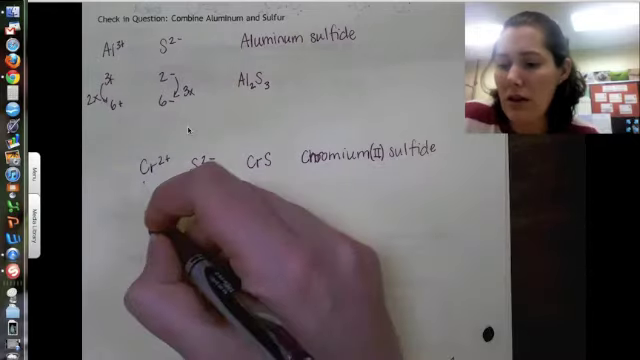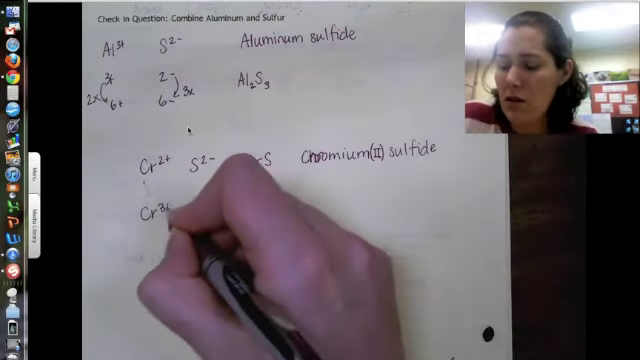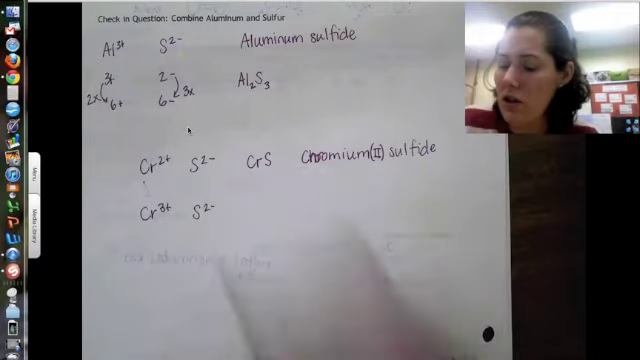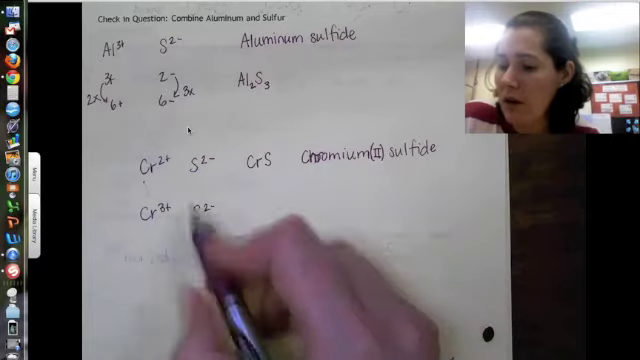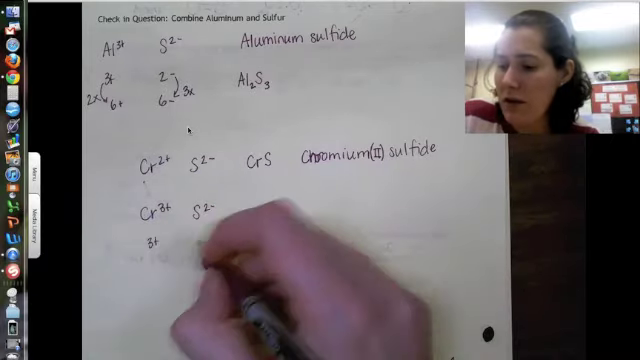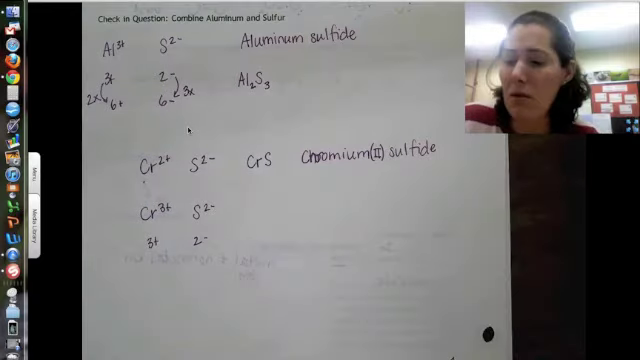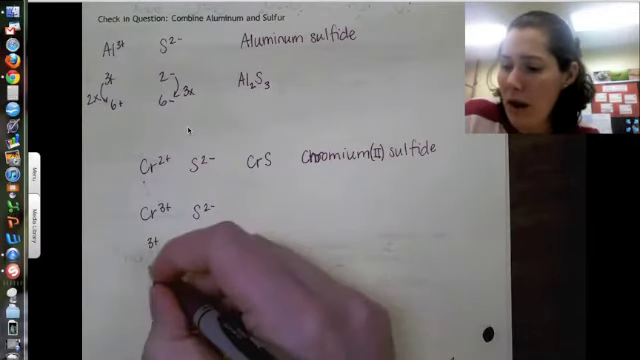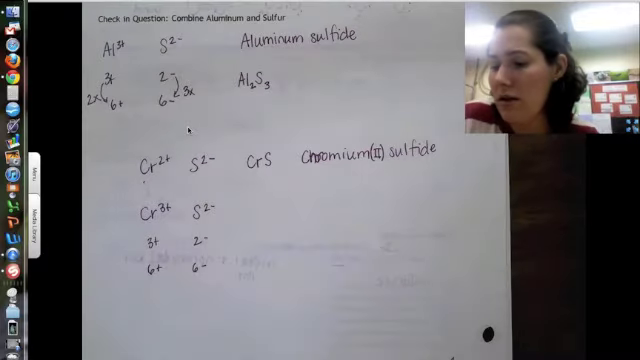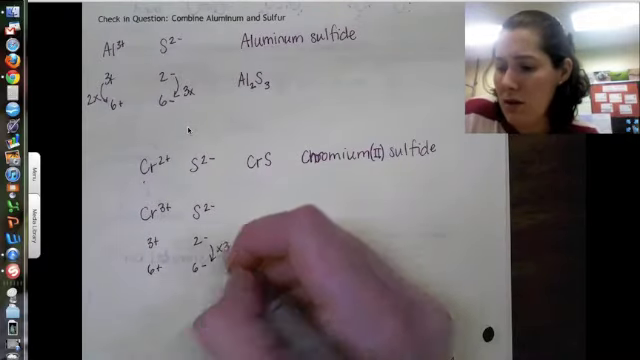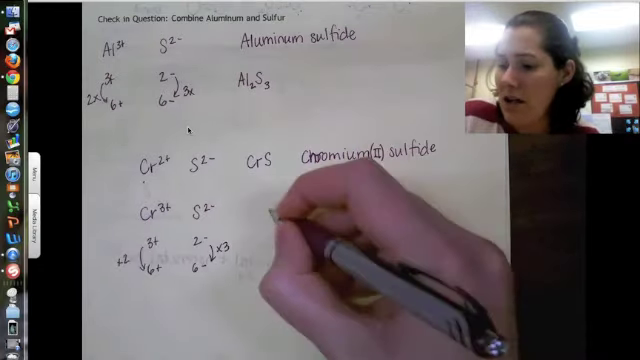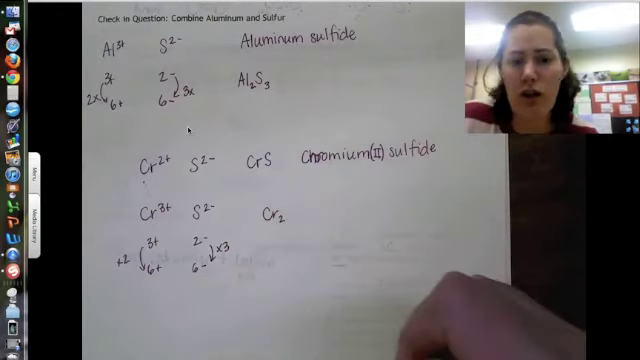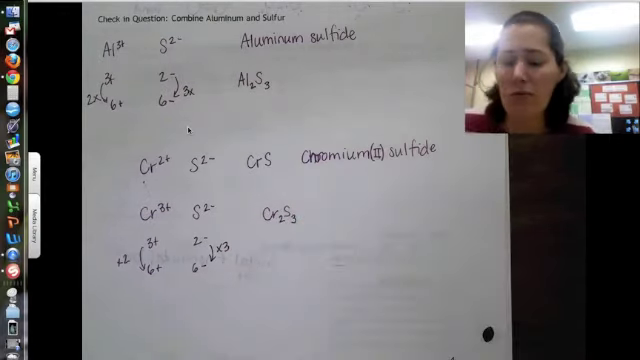So let's take a look at the difference between chromium 3 plus. So chromium 3 plus, sulfide's still 2 minus. So I could take a look at, okay, if this has a charge of 3 plus and this one has a 2 minus, this is just like our problem above where we need to figure out, okay, this is going to go into 6 plus, that's going to go into 6 minus. This means it's times 3, that means it's times 2. So we'll have Cr2S3. That will be our formula for this compound.